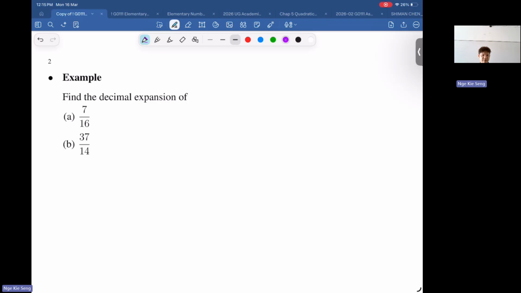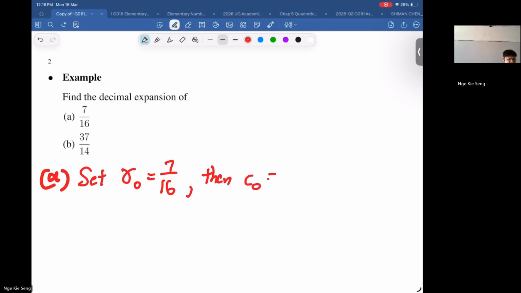So let's do A. We will use the same game here. Let's first fix gamma naught. We start with the number that is given. So what do you think? What's the floor of gamma naught? 0, right? Because this is something less than 1, so it is 0.